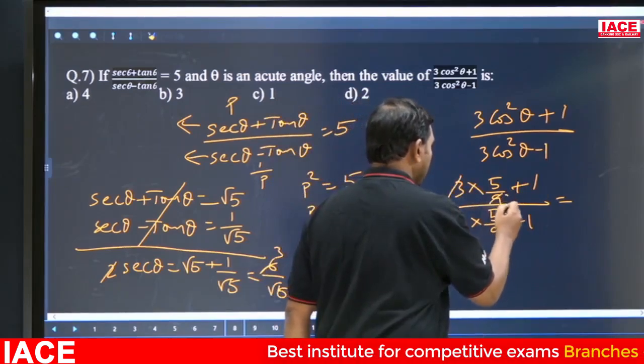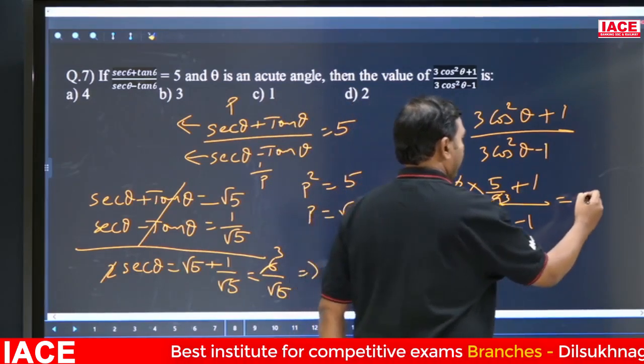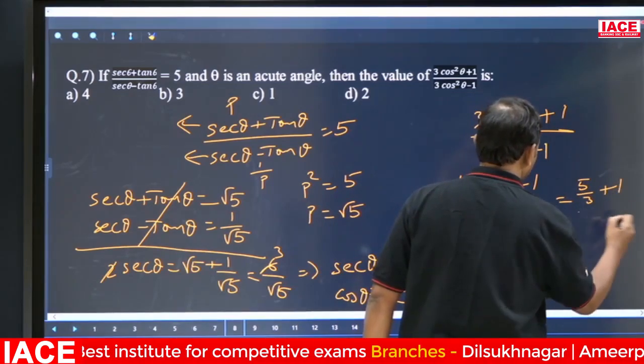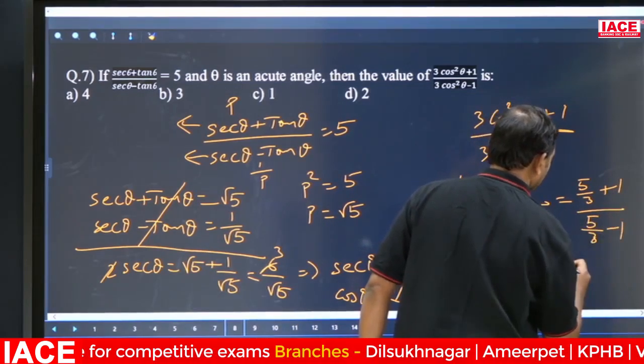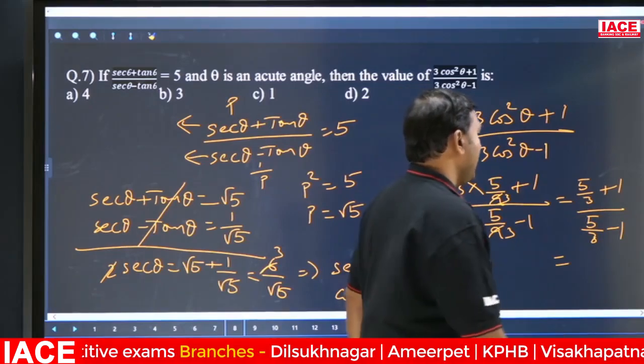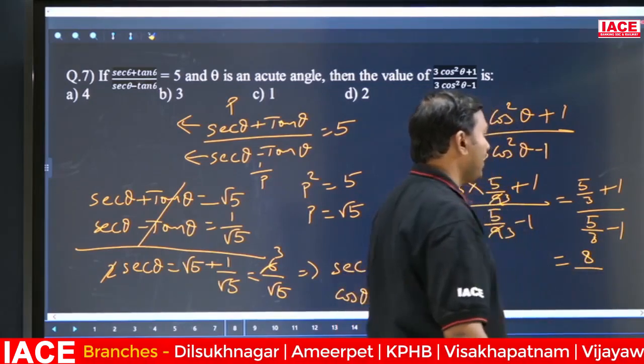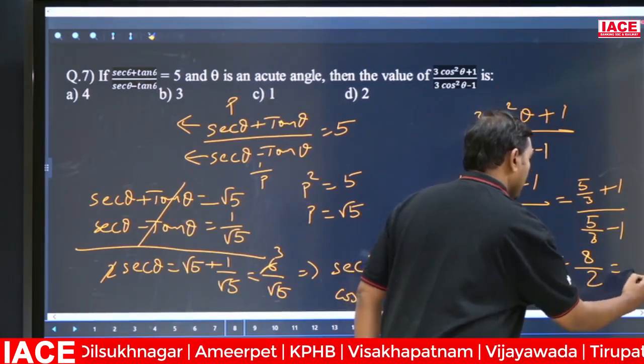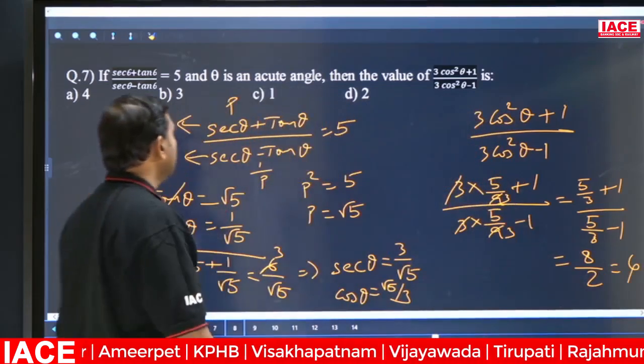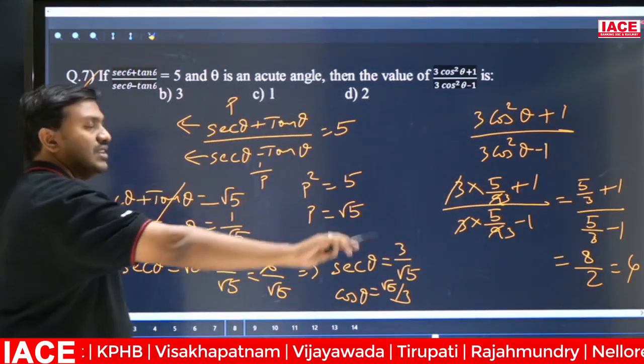5 3 1s, 3 3s. That is 5 by 3 plus 1 by 5 by 3 minus 1. That is how much we'll get? 5 plus 3, 8 by 5 minus 3, 2. That is how much? 4. So the answer is how much? 4 is the right answer. So option A is the right answer.